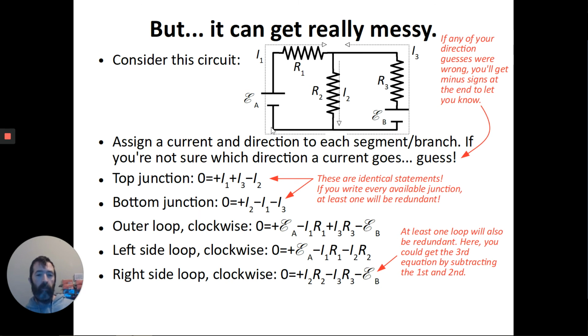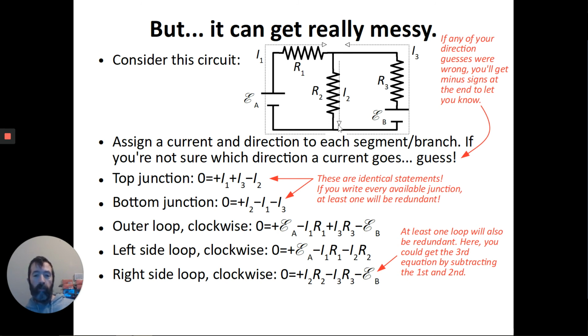The left side loop, I'm going to start again in the same place. So plus EMF A, minus I1 R1. But then I go this direction, moving in the same direction as current I2. So the last term is minus I2 R2.